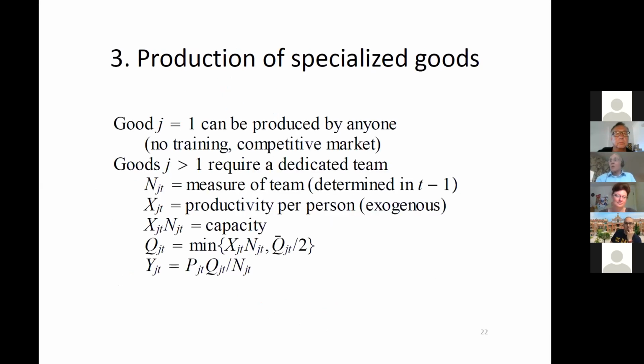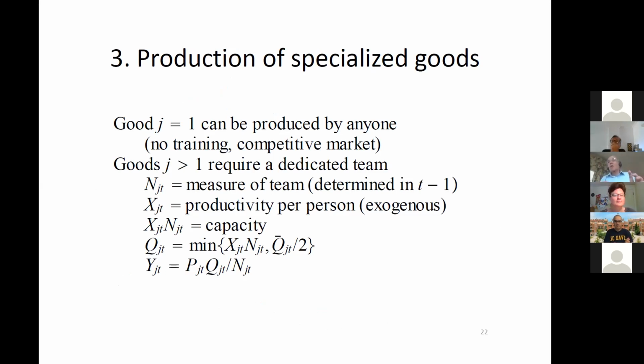Okay, so that's the way I'm thinking about demand. Now, production of the specialized goods, as I say, good one can be produced by anybody. Other goods can only be produced if you have a dedicated team assembled and trained in advance. There's going to be a number of people on that team called capital NJT. That's going to be determined at time T-1, because the only way you got on this team is to go through training and be selected.